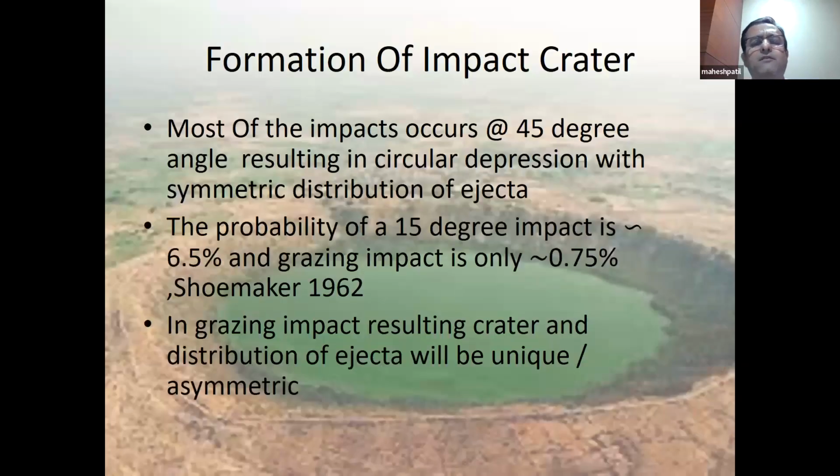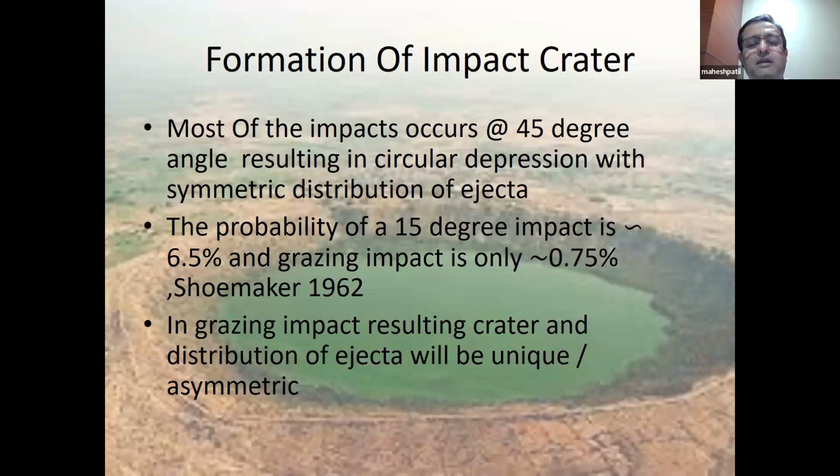So, typical formation of a crater, before we go into too much depth: most of the impacts occur at around a 45-degree angle, so you get a circular depression. The probability of a low angle impact, that is less than 15 degrees, is hardly 6.5. And a grazing impact, that is an impact of less than 10 degrees, is hardly 0.75. This is what Schumacher arrived at based on various calculations.